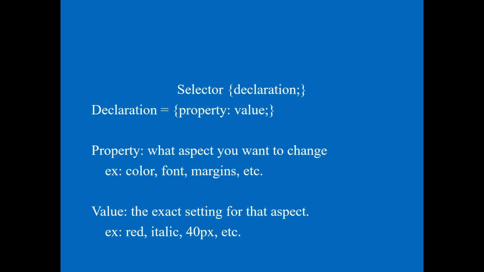Like that, font again has different values, such as italic or bold. Font size again is 40 px, 24 px, whatever you are giving. Margin again can be provided in terms of px also. So that is called the value. So first the selector, then the declaration, and inside the declaration the property and value.